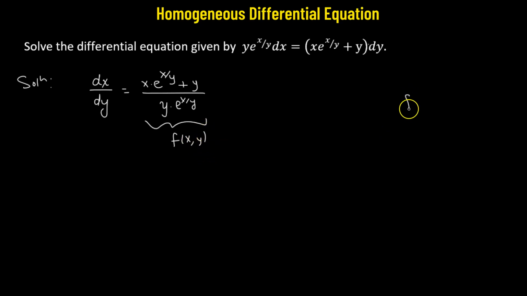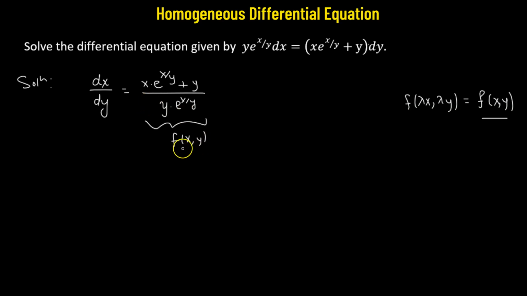If we make the substitution x with lambda x and y with lambda y, then we will see that this gives back the original function f of x comma y. And when this criterion is met, we say that our function f of x comma y is a homogeneous function. So that means this is a homogeneous differential equation. However, in order to solve this differential equation, we cannot use the method of variable separation.